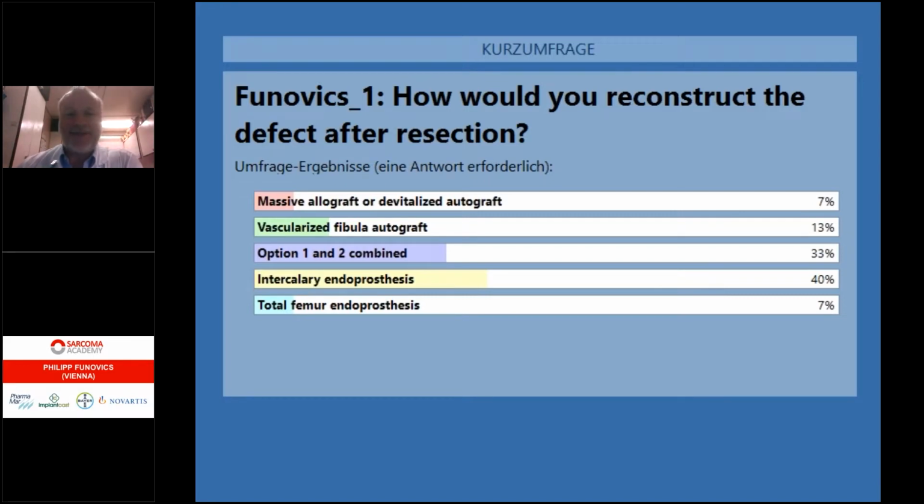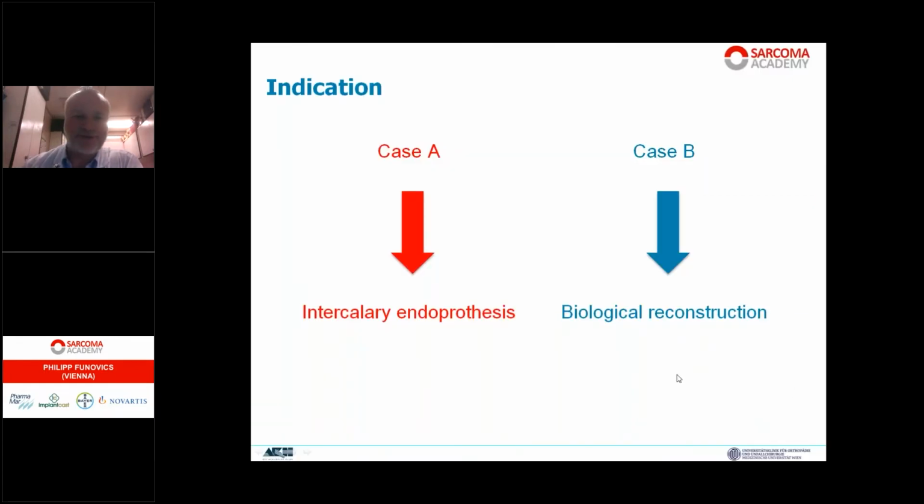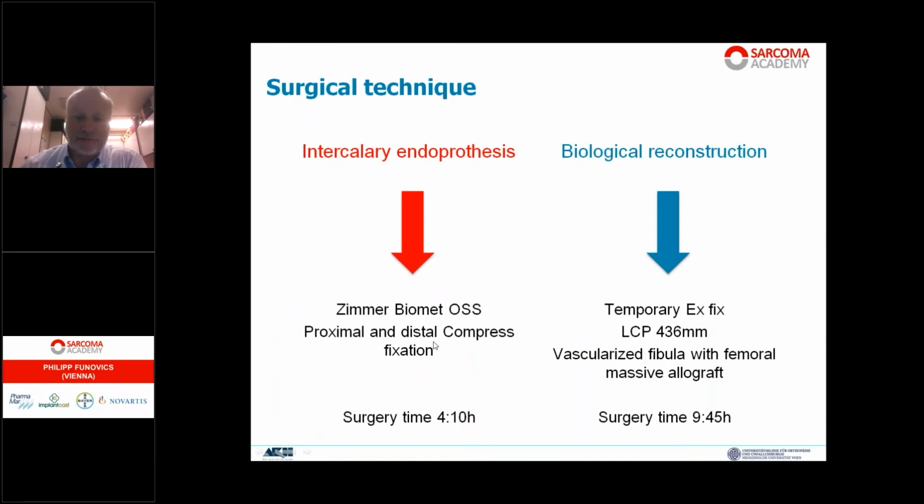That makes me very happy, because those are actually the two options that we chose in these patients. Case A was indicated to undergo intercalary endoprosthesis, as we had to bring up the surgery earlier than expected, so there was no time to find a massive allograft in that short period of time. Case B underwent biological reconstruction using a massive allograft and a vascularized fibula. For case A, we decided to use the Zimmer Biomet OSS system, as it comes along with compress fixation.